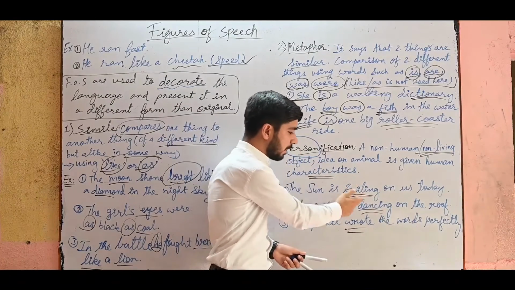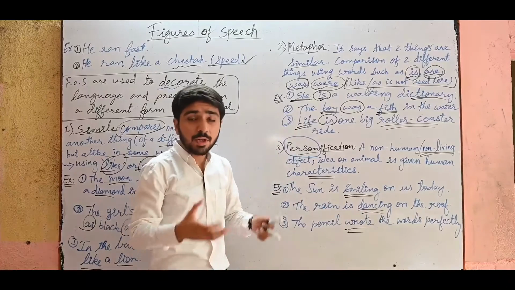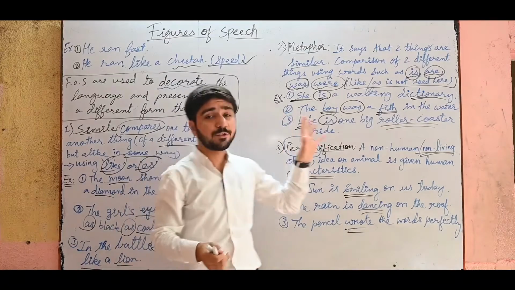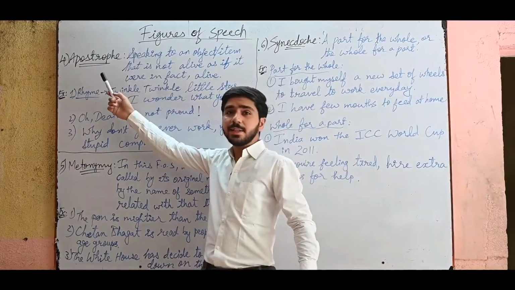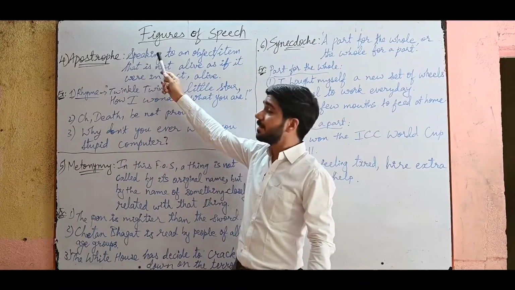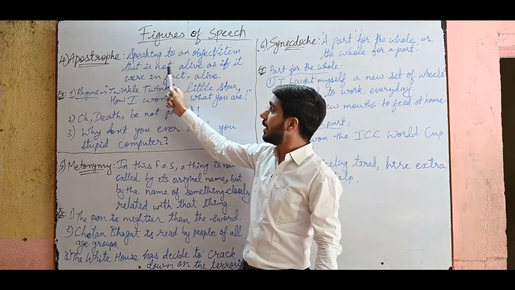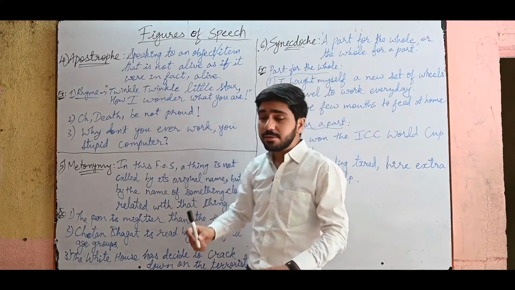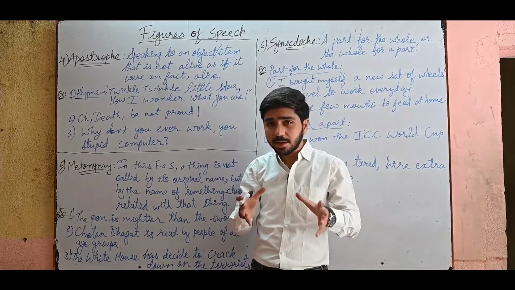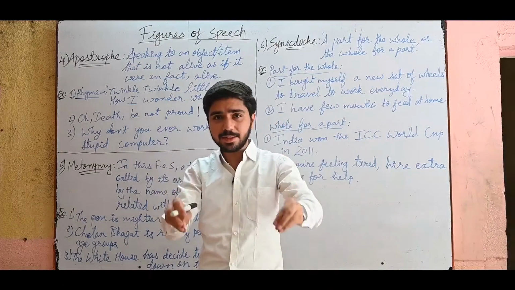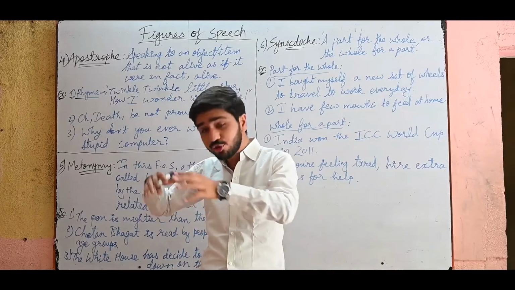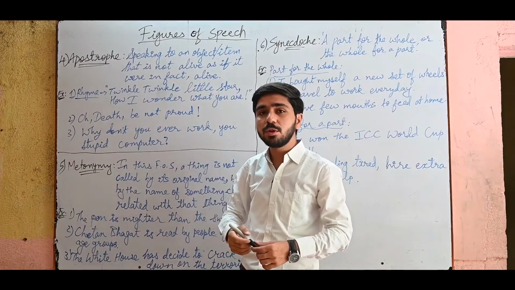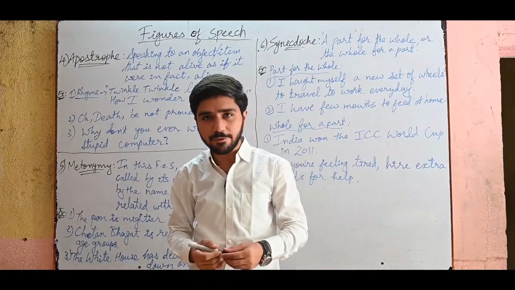Giving the characteristics, the qualities which only human beings can have, to an object is called personification. I hope this is clear. These three figures of speech are clear to you. Next, number 4 is apostrophe. It means speaking to an object or item that is not alive as if it were in fact alive. What is the meaning of this? It means when you want to speak to a person or a thing which is not there at present, which is not in front of you, but still you want to speak to that person or thing, that is called apostrophe. It means speaking to a person who is dead or something which is not alive.